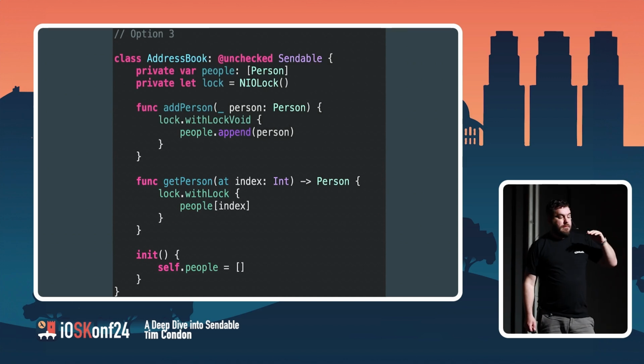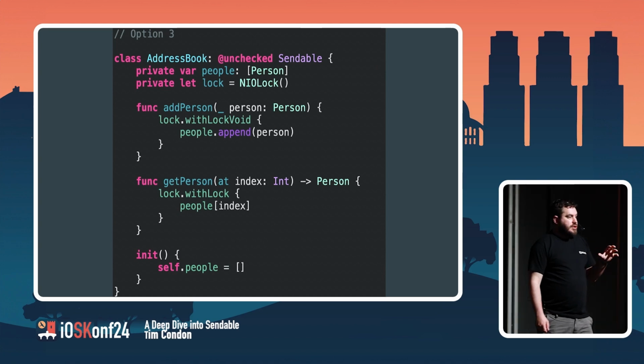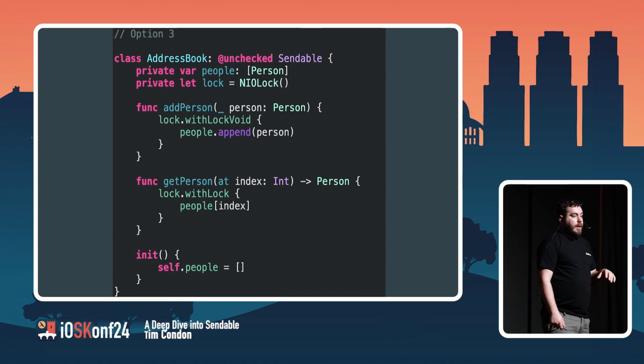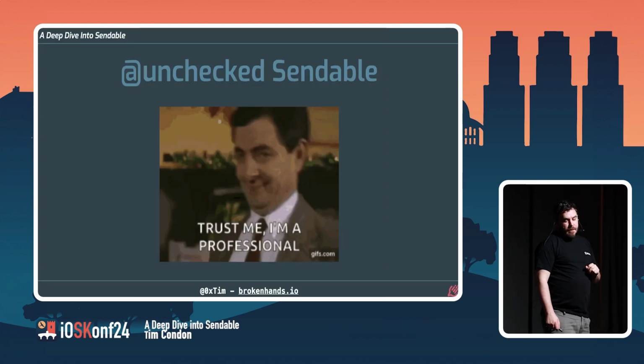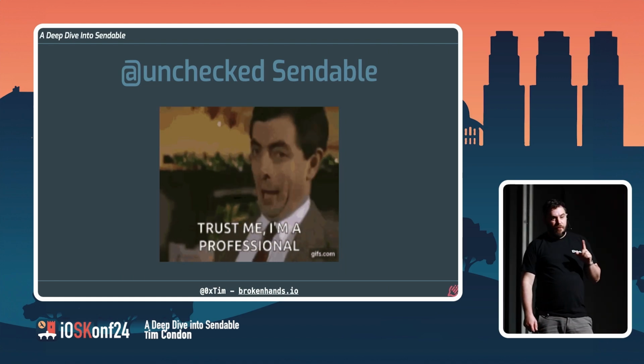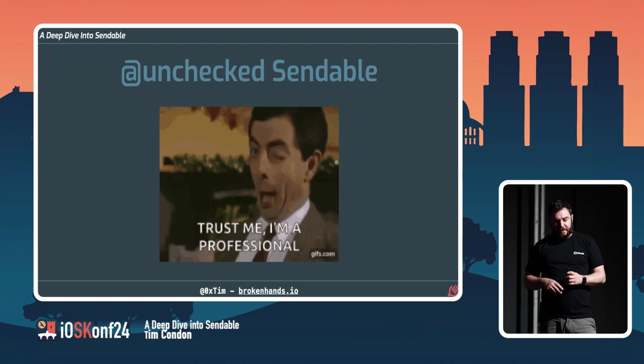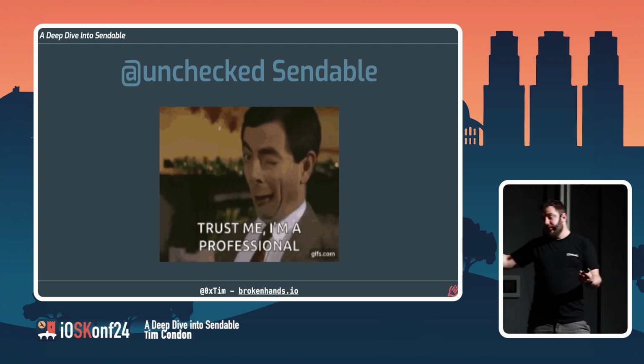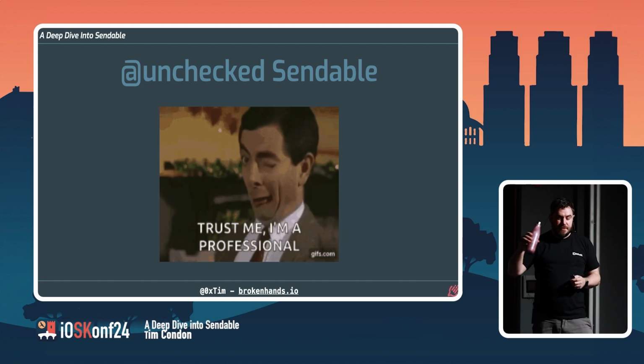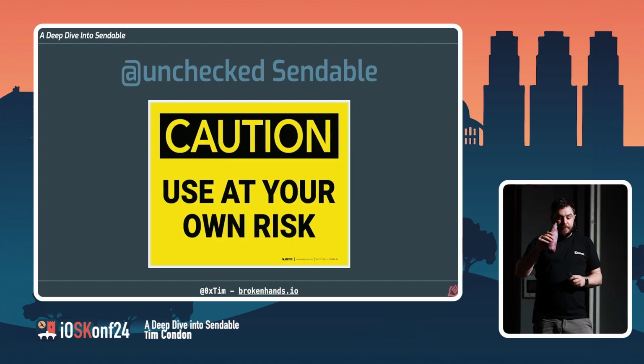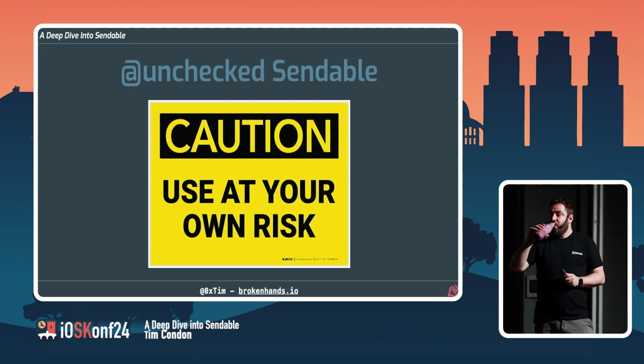And because this state is handled manually by us, we can then use unchecked Sendable to tell the compiler, don't worry, this is safe. And unchecked Sendable is kind of like your little note to the compiler saying, don't worry, I know what I'm doing, everything's fine. And it is a useful get-out clause in some instances. However, you need to be really careful when you use it.